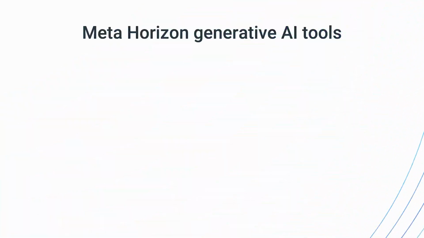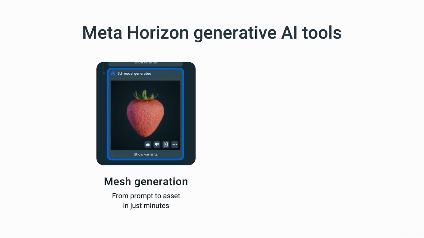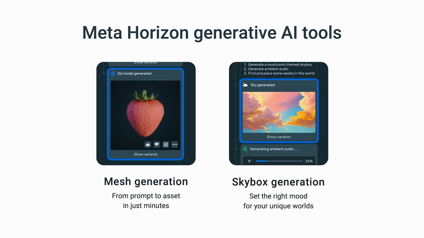After that, Meta took a huge leap forward, launching mesh generation. This allows you to create high-quality 3D meshes, and skybox generation, which lets you use AI to easily generate amazing skies for your worlds. And those are just the tools to build worlds. When you create worlds in Meta Horizon, you also have AI tools to help you create embodied and non-embodied NPCs. We'll see this in action in a demo later on in this video.